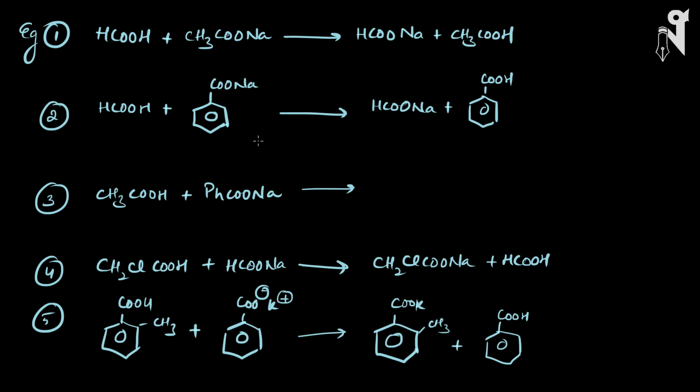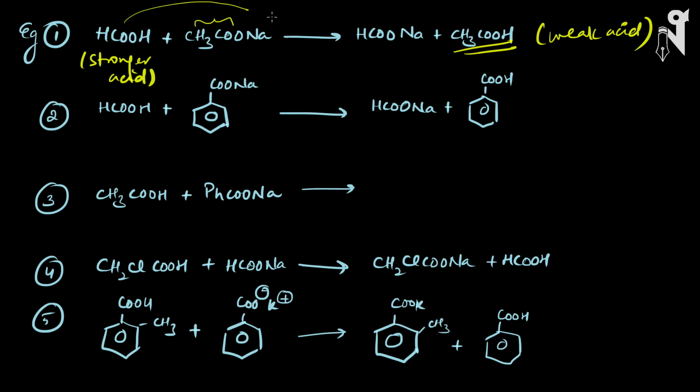Okay, so let's quickly see some examples of what I'm trying to explain. Let's look at this example now. Here we have HCOOH and CH3COONa. So we have the salt of ethanoic acid and we have formic acid. We have learned in the acidic strength order earlier that formic acid is a stronger acid than CH3COOH. So this is your stronger acid, and hence it will be able to displace the CH3COO out of this CH3COONa. This stronger acid will form its respective salt and CH3COOH, the weak acid, will come out. So is this reaction feasible?